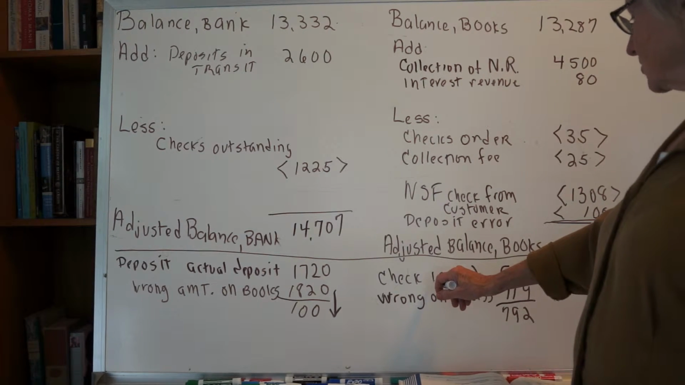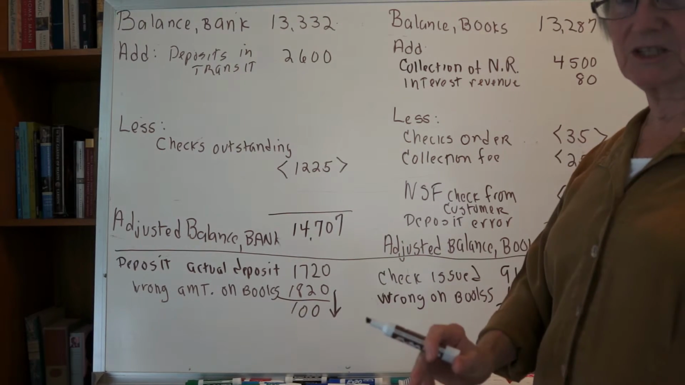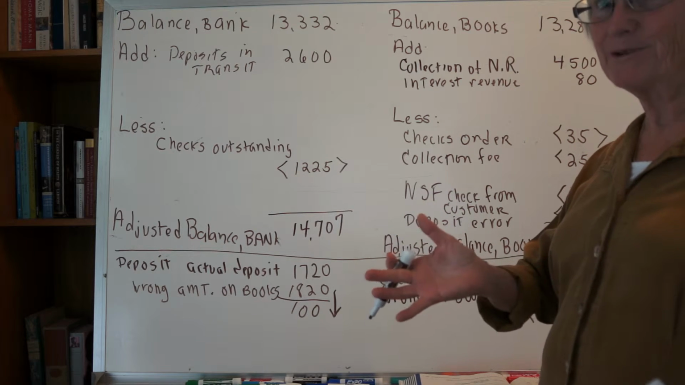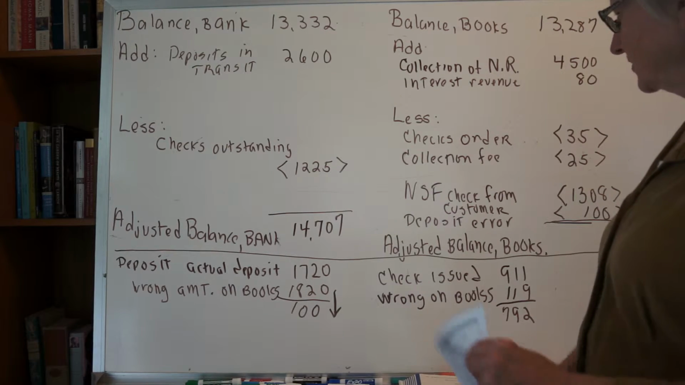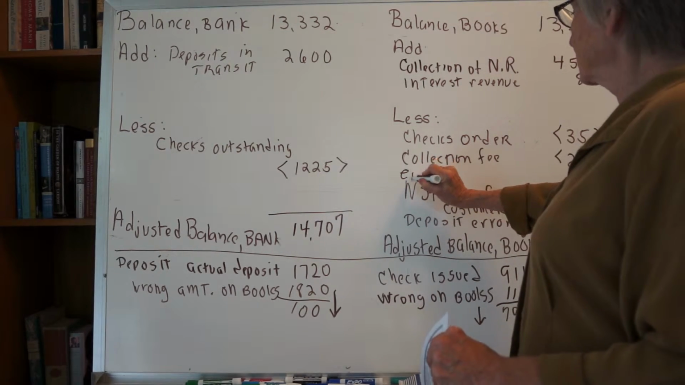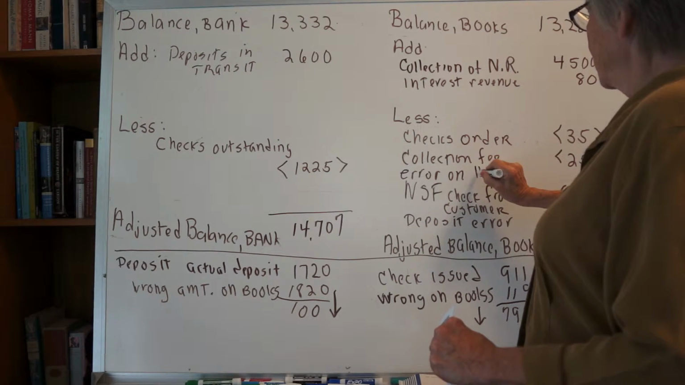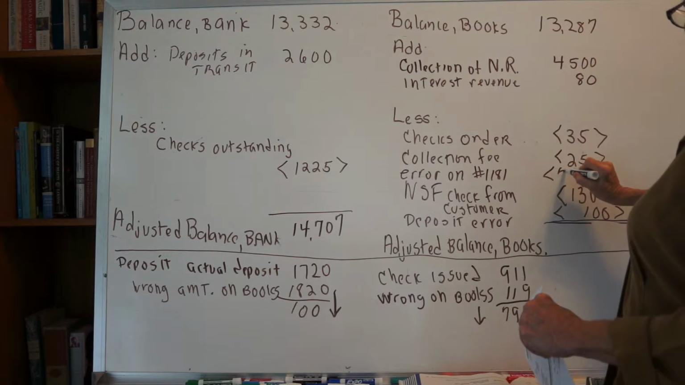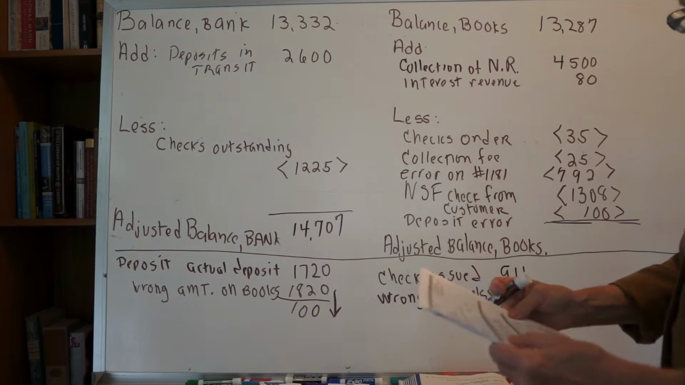Okay, so we wrote a check for about $900. We sent out a check for $900, but we only told our books we sent out 100. So this also, we're going to have to adjust down. Okay, so I'm going to have to squeeze this in here. So error on check number, I think it's 1181, and we would have to deduct that 792. Okay, so we found those two errors.